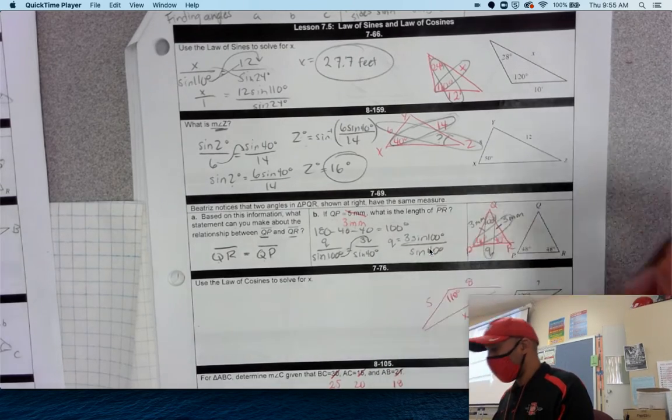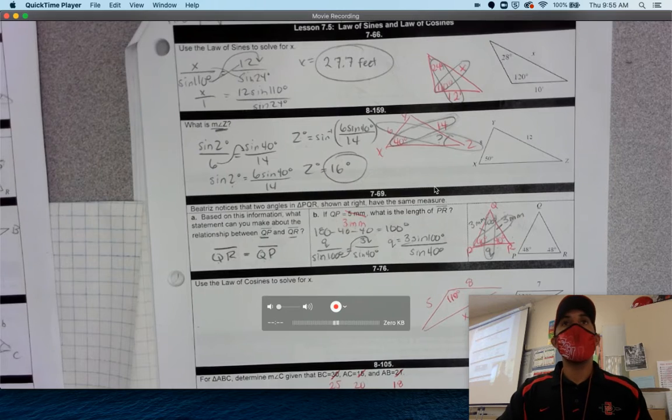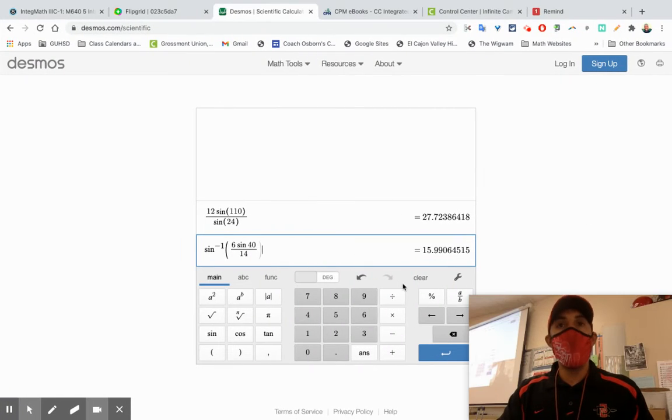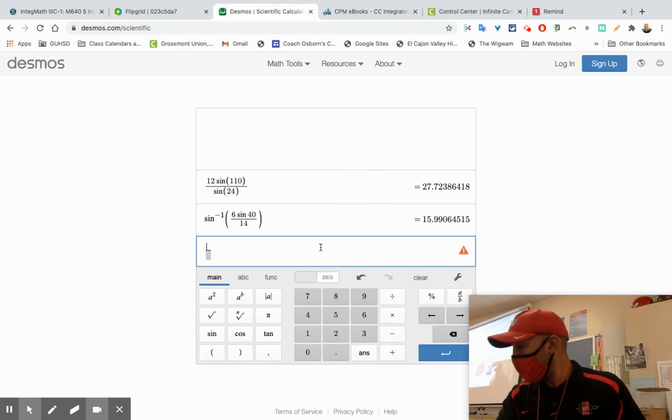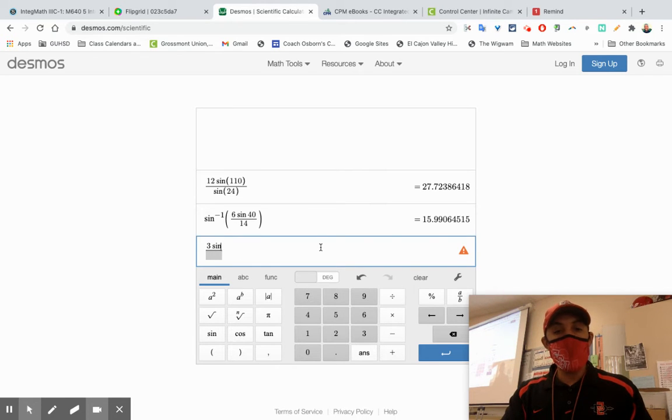40 degrees. Okay, so now set that up in the calculator here. So I'm going to click divide first, and I do 3 times the sine of 100 divided by the sine of 40 degrees.